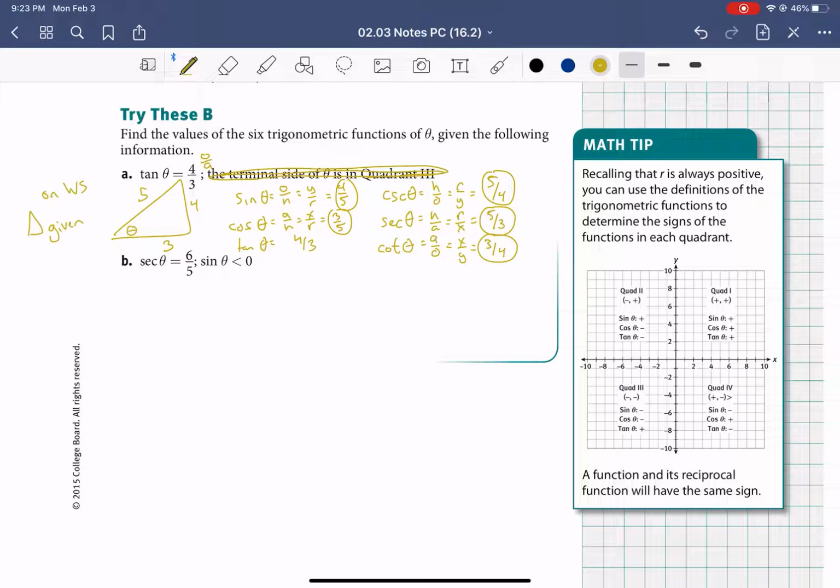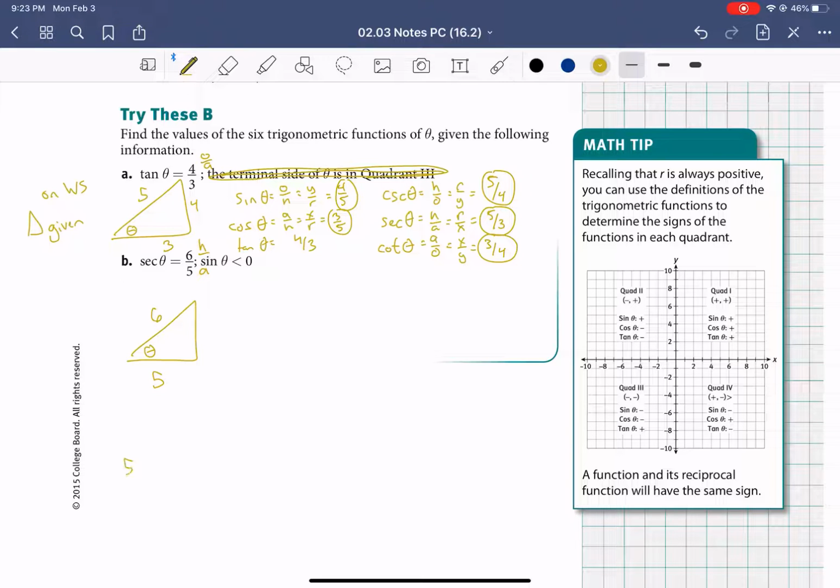Now let's move on to the next one. Again, we have a triangle. Here's theta. Secant is the reciprocal function of cosine. So this is actually h over a. So here that means here's the hypotenuse. Here's the adjacent. I won't have you do this, but we could actually solve for the y here.